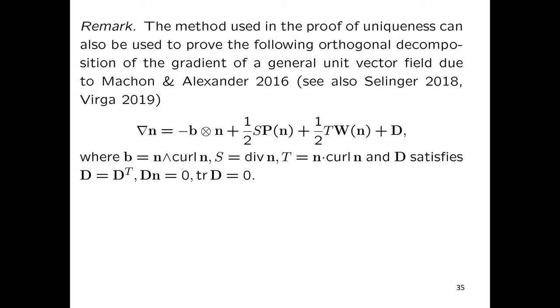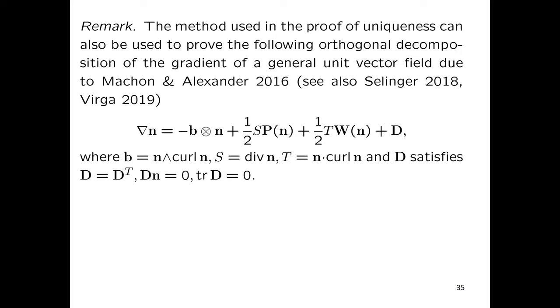So, first of all, you've got minus n cross curl n tensor n. Then you have the divergence of n times the projection. Then you have a half times n dot curl n times this W_n thing. And then you have a D, which is symmetric. n is an eigenvector. D kills n, so D n is zero, and the trace of D is zero.